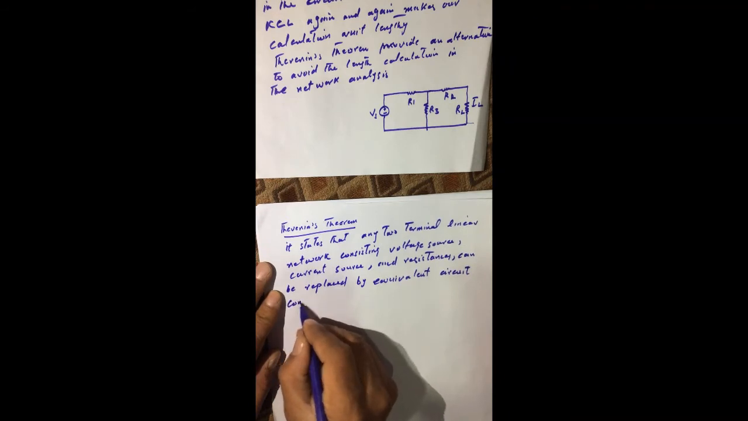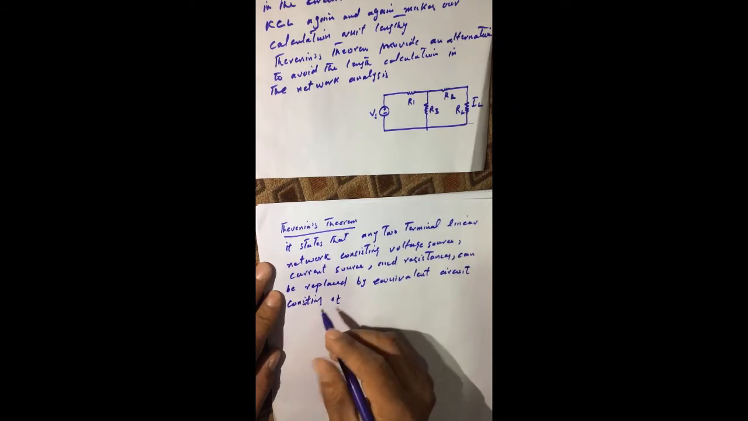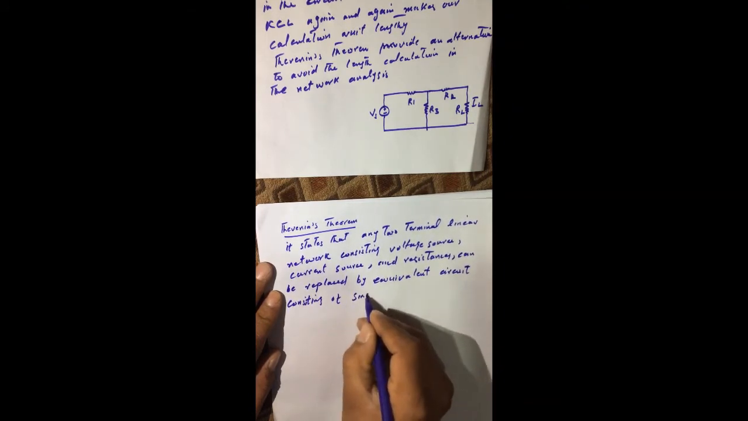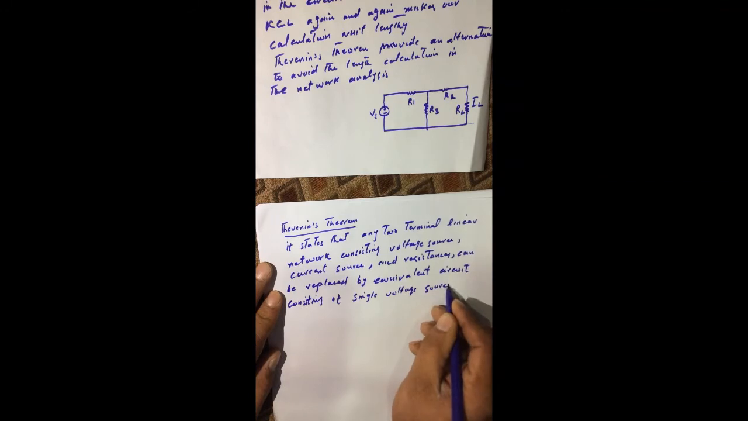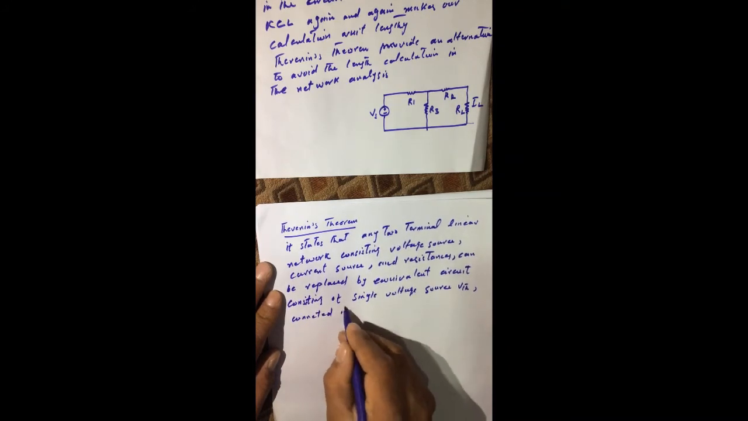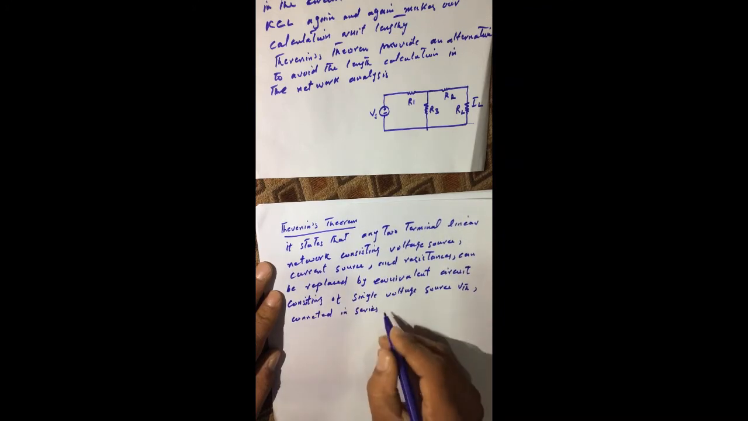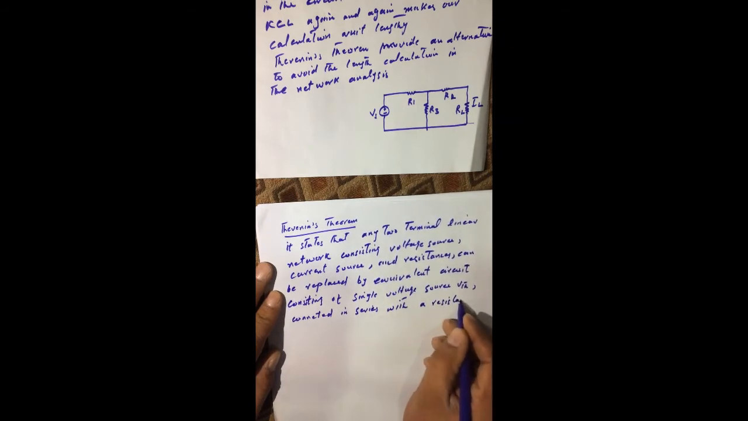That circuit will consist of a single voltage source, which we represent by VTH, connected in series with a resistance RTH.